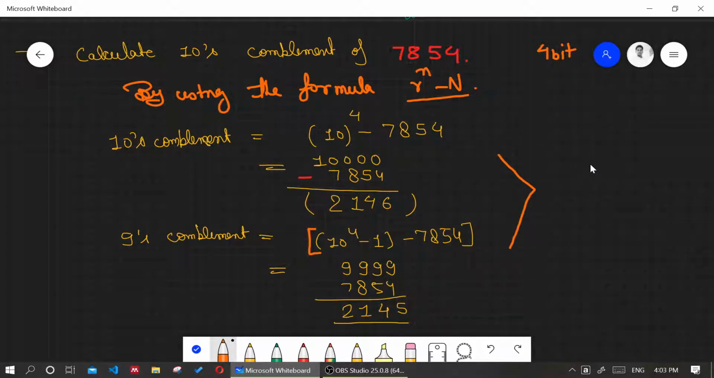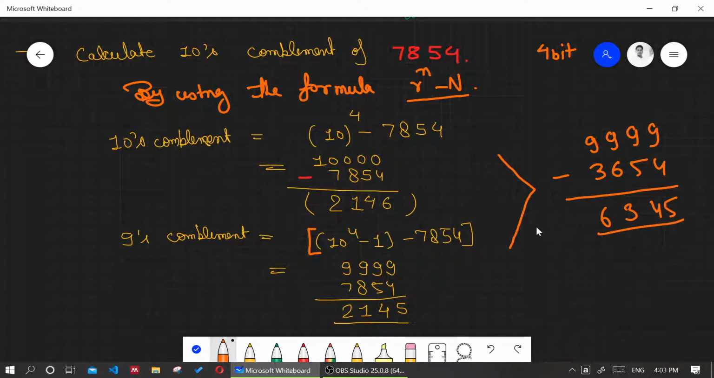Suppose we have the number 3654 and we need to find the nines complement. What we simply do is write 9999 and find the difference. So it will be 6345. This will be the nines complement, and if you want the tens complement, just simply add 1. So this provides a faster way of calculating the nines complement and tens complement.